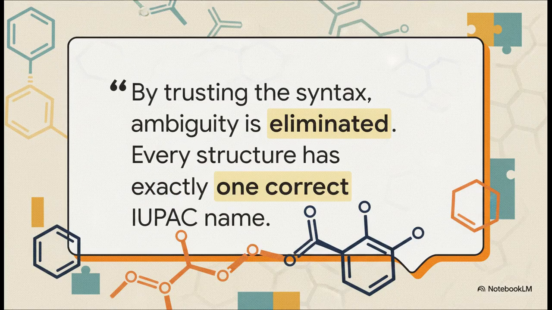And that, right there, is the real beauty of the IUPAC system. It's not just some random collection of rules. It's a logical framework that ensures absolute precision. By trusting the syntax, ambiguity is just gone. It guarantees that every single organic structure has exactly one correct name, a universal identifier that can be understood by any chemist anywhere in the world. And that is a truly powerful code.